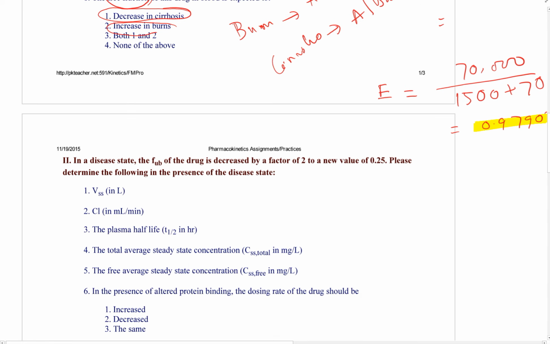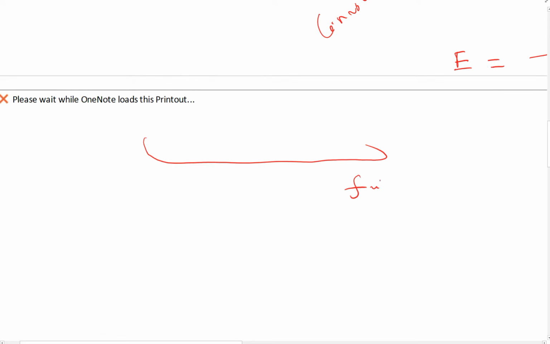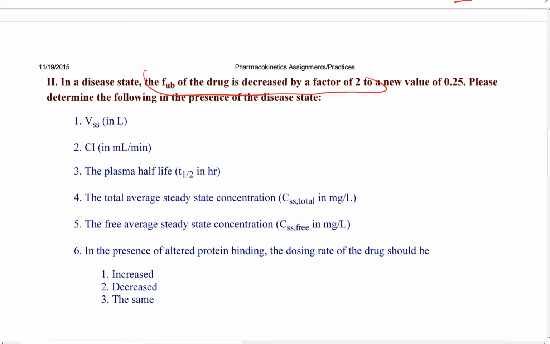Now, the second part of this problem. If in a disease state, FUB of the drug is decreased by a factor of 2, that means we have a new FUB, which is 0.5 divided by a factor of 2, so 0.25. All other things are the same. The only thing we have changed is 0.25. So what would be the steady state volume?